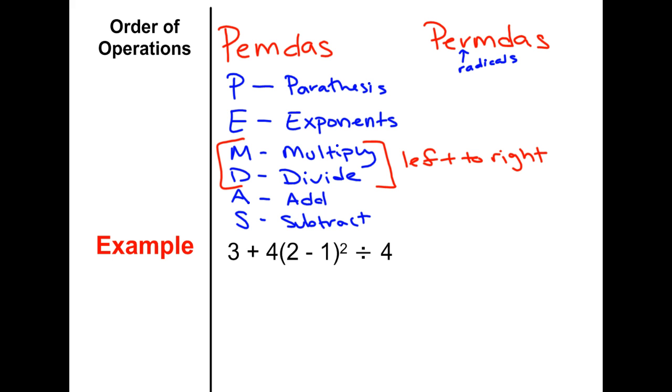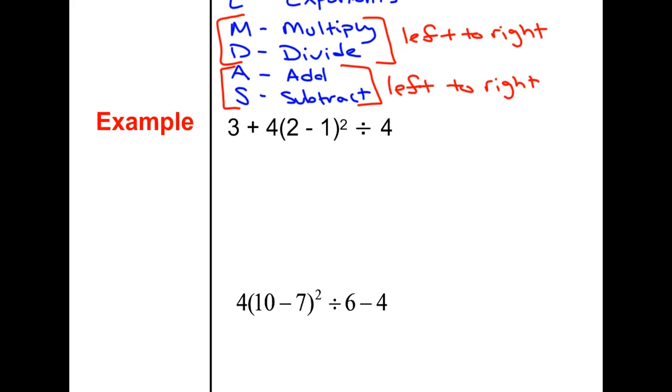So if multiplication comes first from left to right, then you do that first. If division comes first from left to right, you do division first. Similarly with addition and subtraction, left to right. So make sure you go from left to right, adding, subtracting, multiplying, dividing. So now let's do some examples of what I'm talking about.